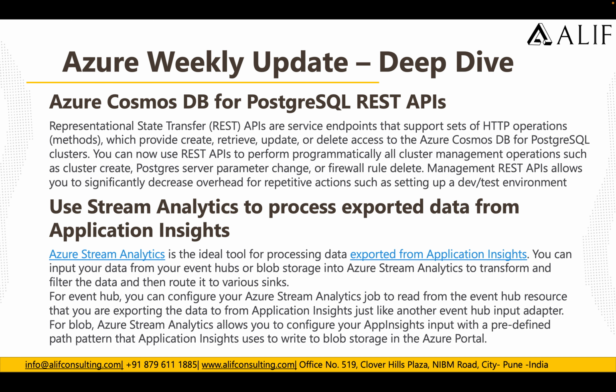The next update which we have is that Azure Cosmos DB for PostgreSQL now has REST API options. With the REST APIs, basically they provide us a service endpoint that supports a set of HTTP operation methods, which provide us create, retrieve, update, and delete access to the Azure Cosmos DB for PostgreSQL cluster. Now we can use these REST APIs to perform any kind of programmatic cluster management operations such as create cluster, PostgreSQL server parameter change, firewall rule delete, right? So all of these operations we can now perform by using the REST APIs.